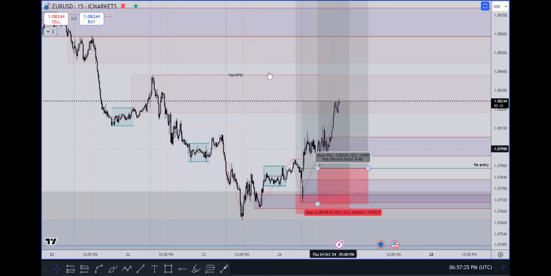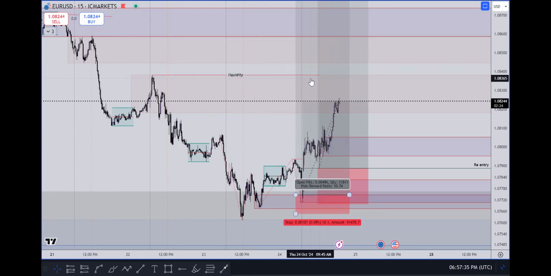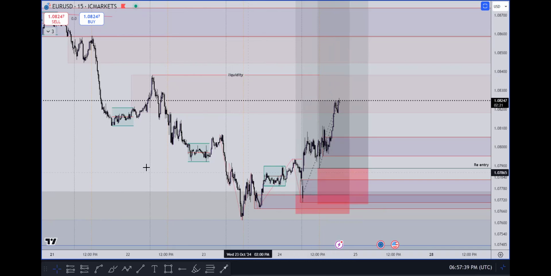Okay, for your buy trades, you can say, okay, since the market is going to come and sweep this liquidity here, I can hold my trade until the market sweeps that liquidity. Or when the market sweeps the liquidity here, I might be taking partials from the market and things of that nature. Okay, so yeah, that's the buy trade.